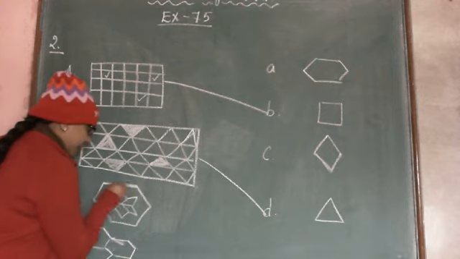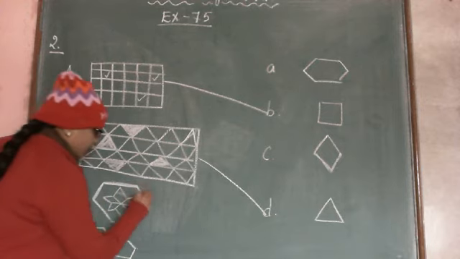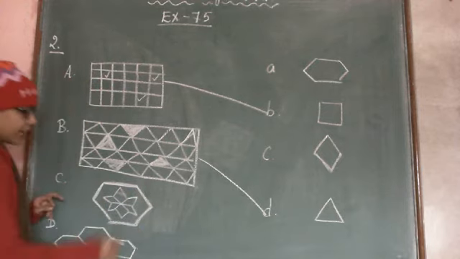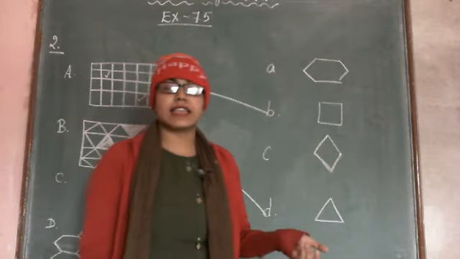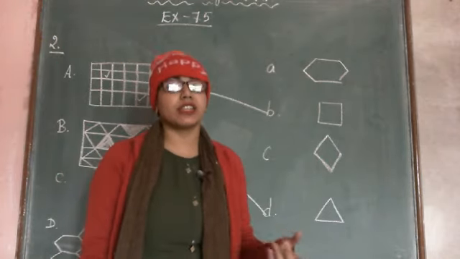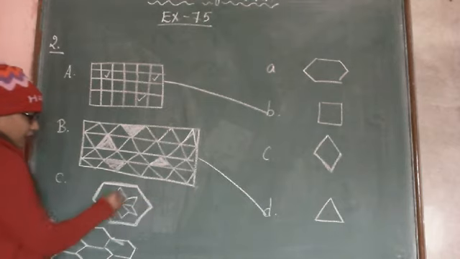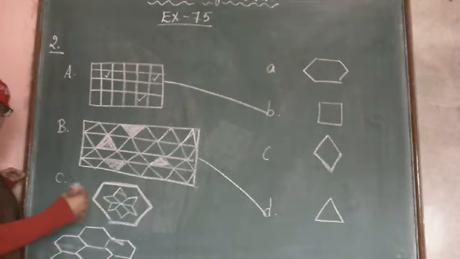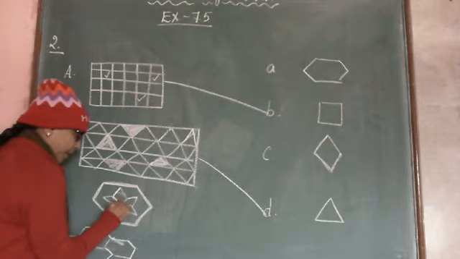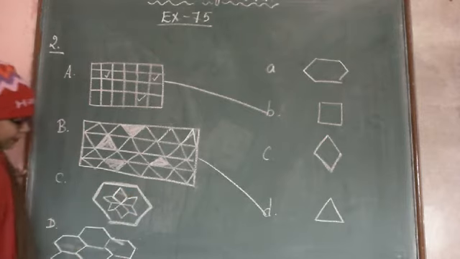The outer one is a hexagon. See students, hexagon is a shape which has 6 sides. 1, 2, 3, 4, 5, 6. Now let's see the smaller parts. Diamond.